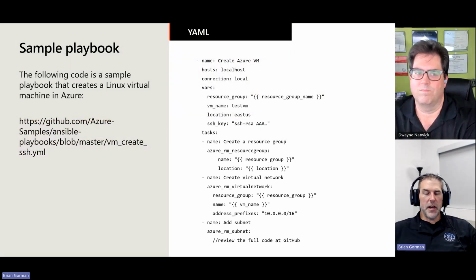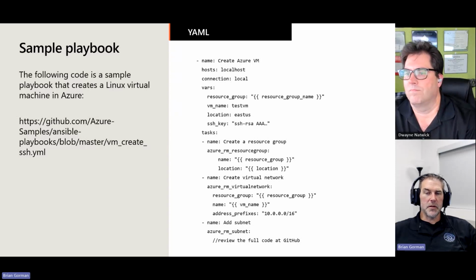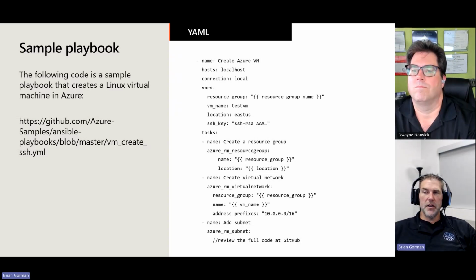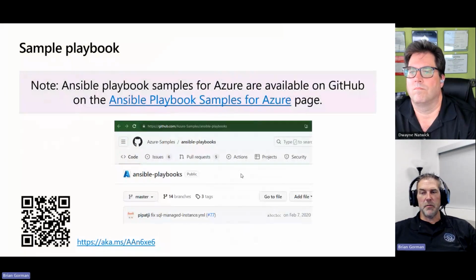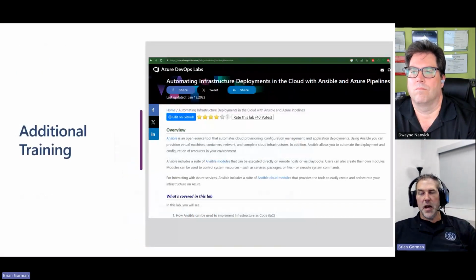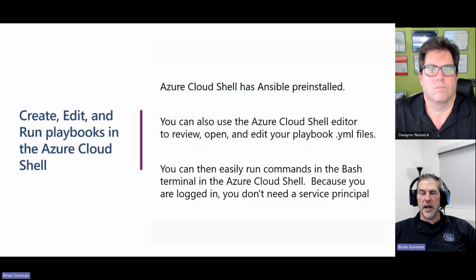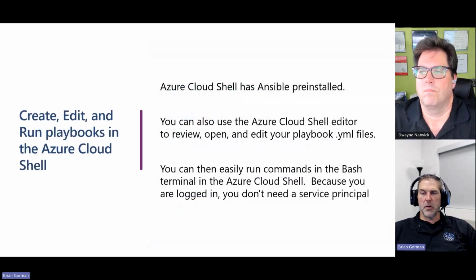There are some samples out there on GitHub, on the Azure samples for Ansible playbooks, that you can find to create an Azure VM. That's also right in the module. What you can see is here's how you can get to it. And then I wanted to throw in there's additional training at Azure DevOps Labs on Ansible if you're interested, so make sure you check that out. And then ultimately, we're going to run this in the cloud.